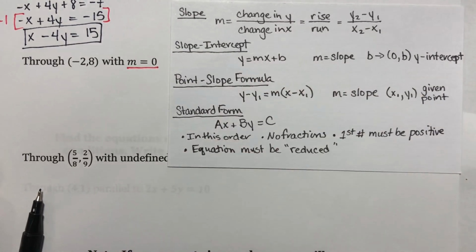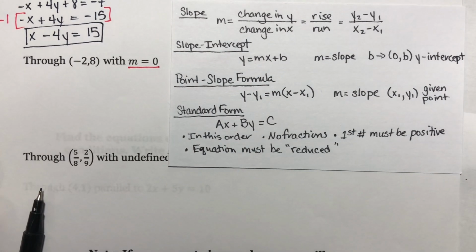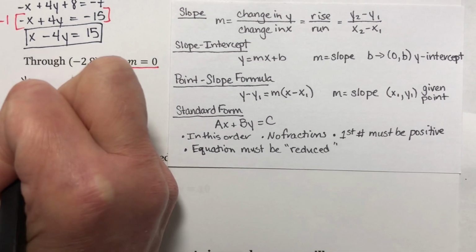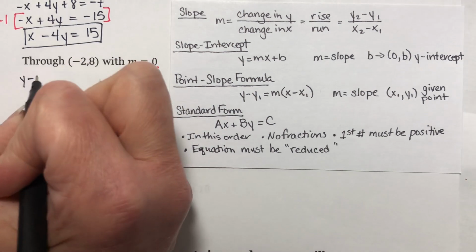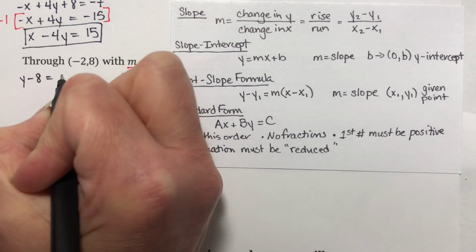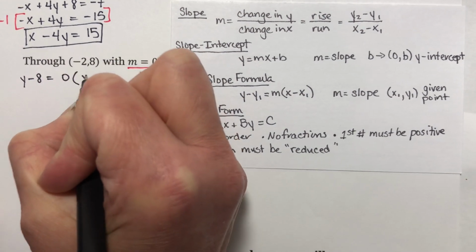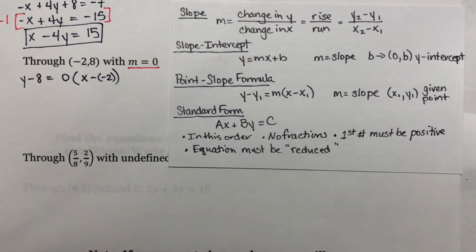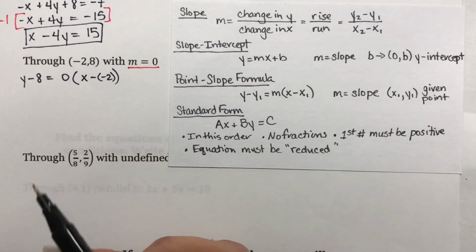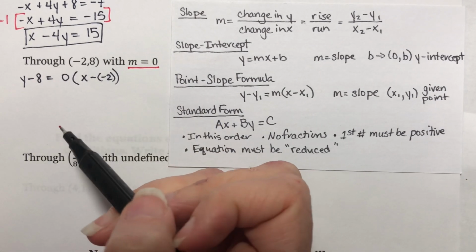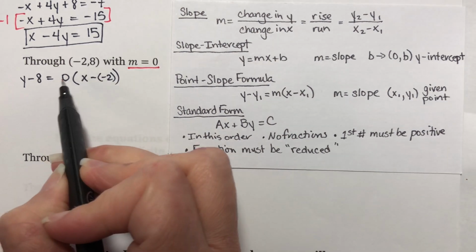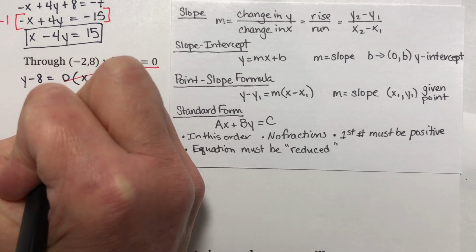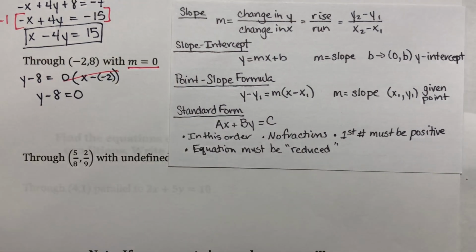We're supposed to go into standard form if we can. So let's plug into the point slope formula. Y minus y1, which is 8, is equal to our slope times x minus x1, which is -2. Now in the past, what I would have done is change this to x plus 2, but I'm multiplying that by 0. So it doesn't even matter what's in here. If I multiply it by 0, that all cancels out and I just have a 0. Y minus 8 equals 0.